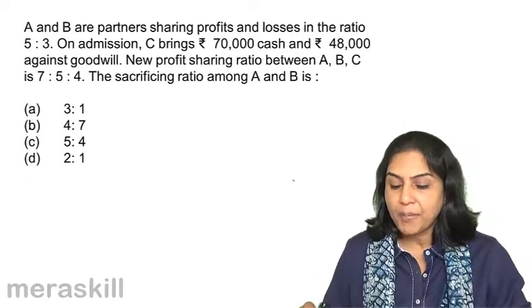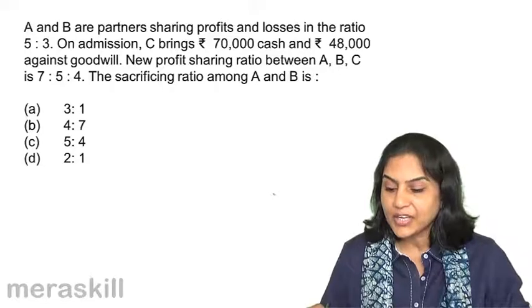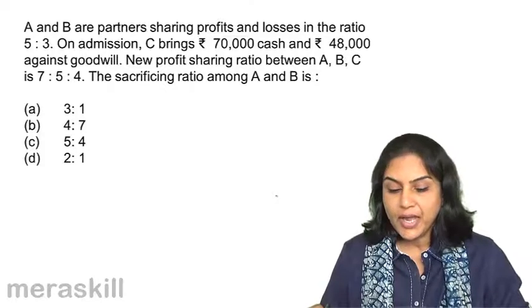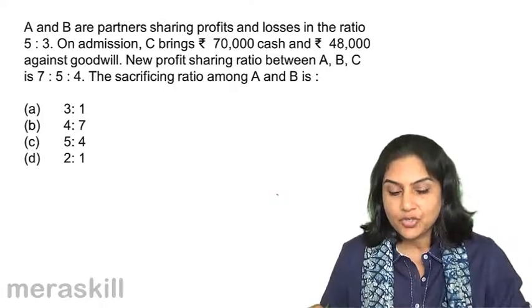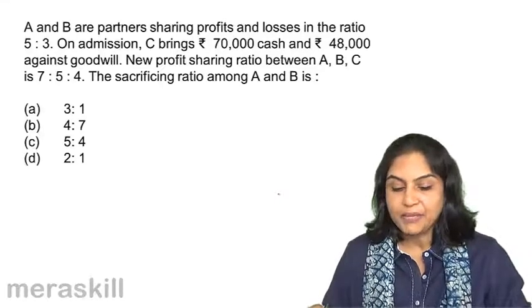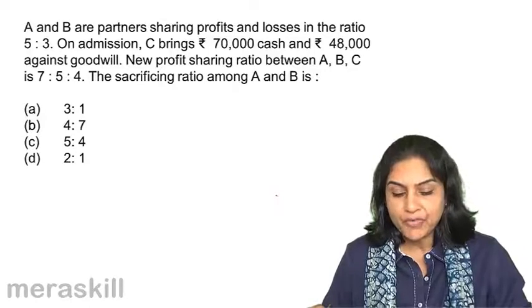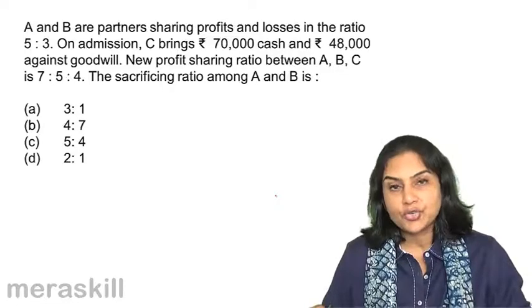A and B are partners sharing profits and losses in the ratio 5:3. On admission, C brings 70,000 cash and rupees 48,000 against goodwill. New profit sharing ratio between A, B and C is 7:5:4. The sacrificing ratio among A and B is option A, 3:1, option B 4:7, option C 5:4 and option D 2:1.